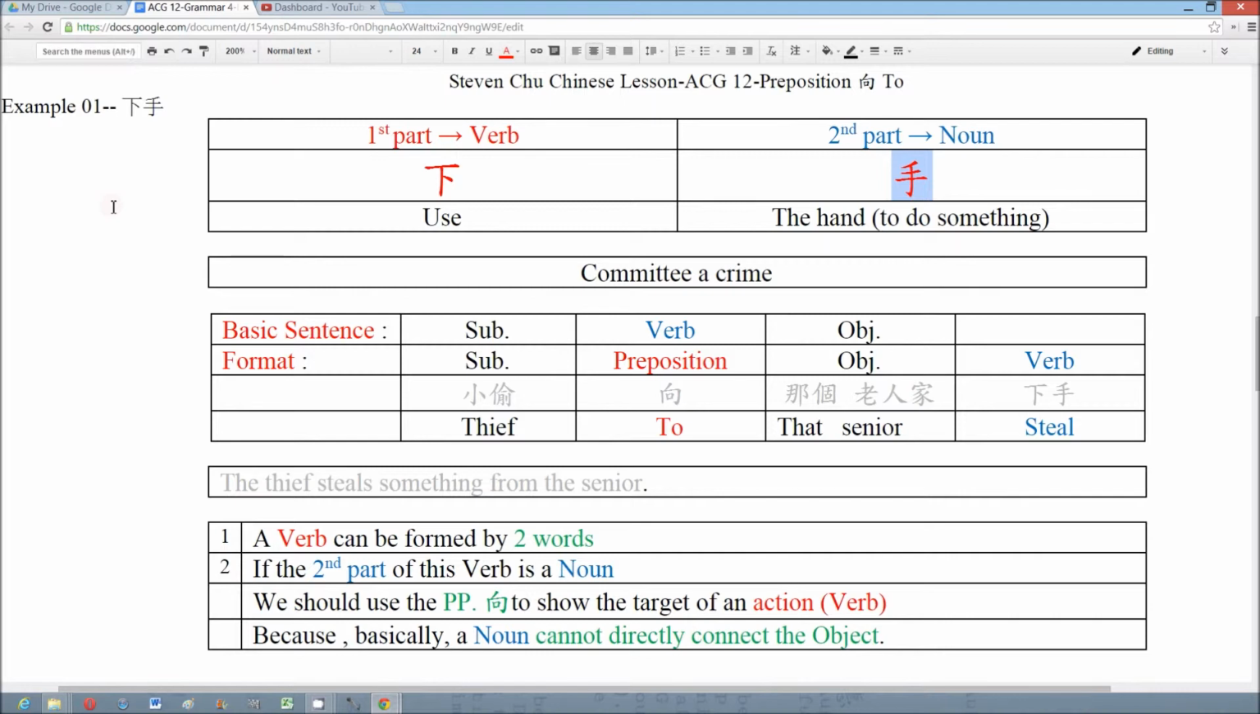Now we look at the example. 小偷向那个老人家下手. The thief steals something from the senior. We move the verb behind the object and use the preposition 向 to replace it, because the second part of this verb is a noun, so it cannot connect with the object directly.